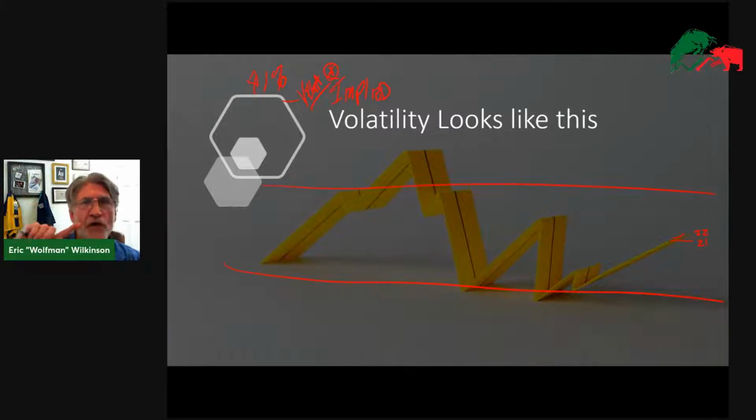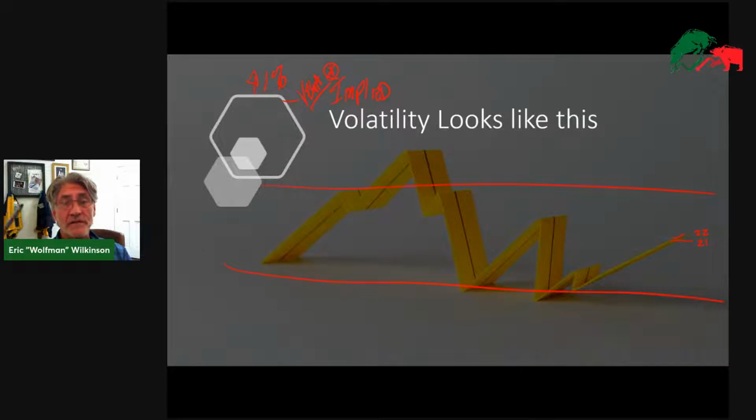Now, further duration options will increase more than the near duration options. And the reason why that is, anybody know? Throw it over there in the chat window. Anybody know why volatility affects further duration options more so than the near duration options?